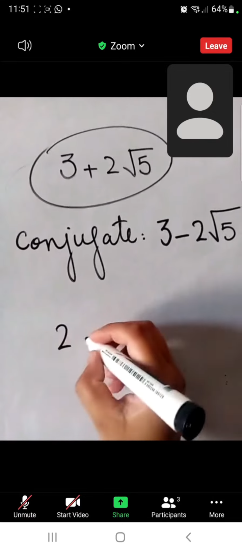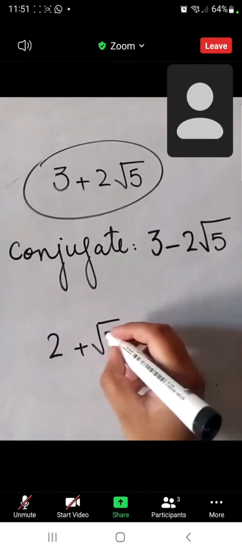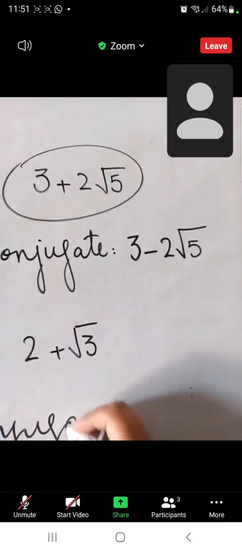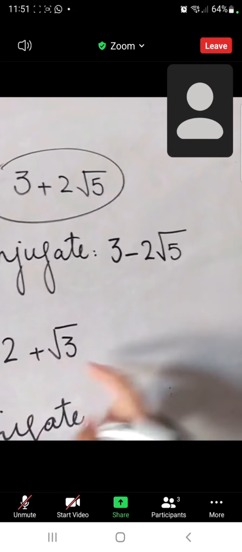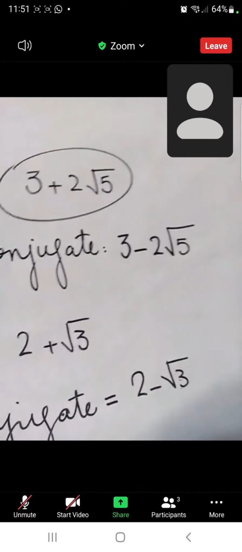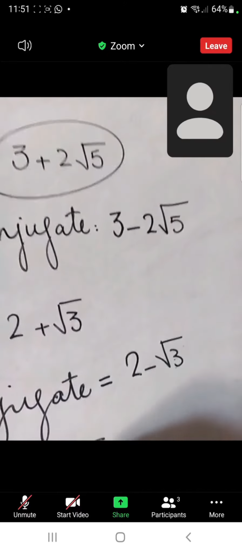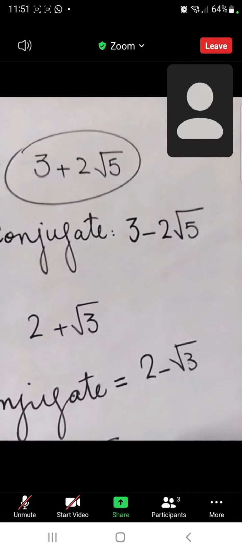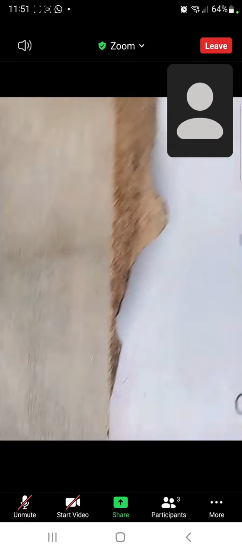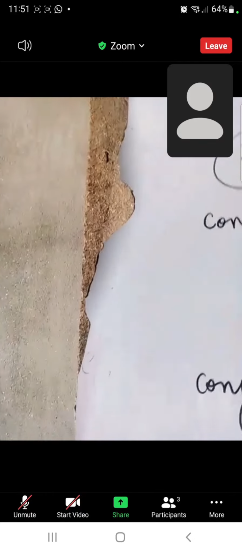Let's suppose I have a question, 2 plus under root 3. Take its conjugate. Conjugate means you have to change the sign. 2 plus under root 3, its conjugate is 2 minus under root 3. If it is 2 minus under root 3, its conjugate will be 2 plus under root 3. You just change the sign of the term that is with the radical, with the surd. This conjugate is important for the rationalization process.